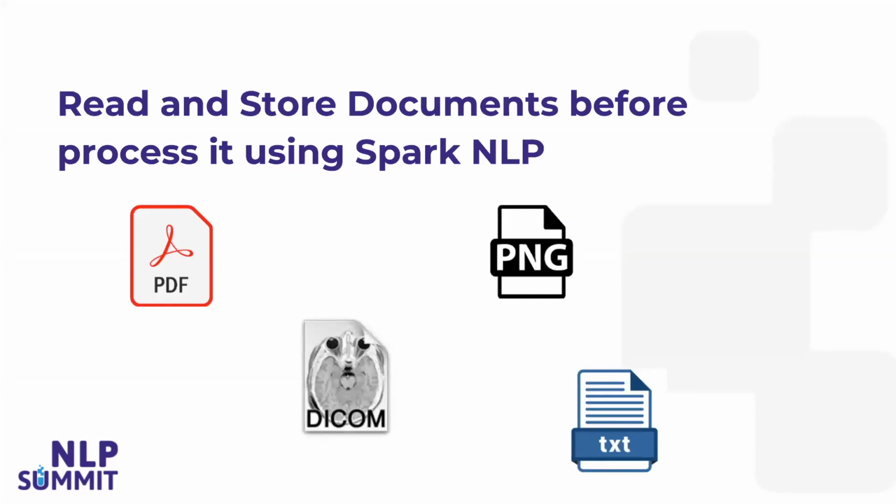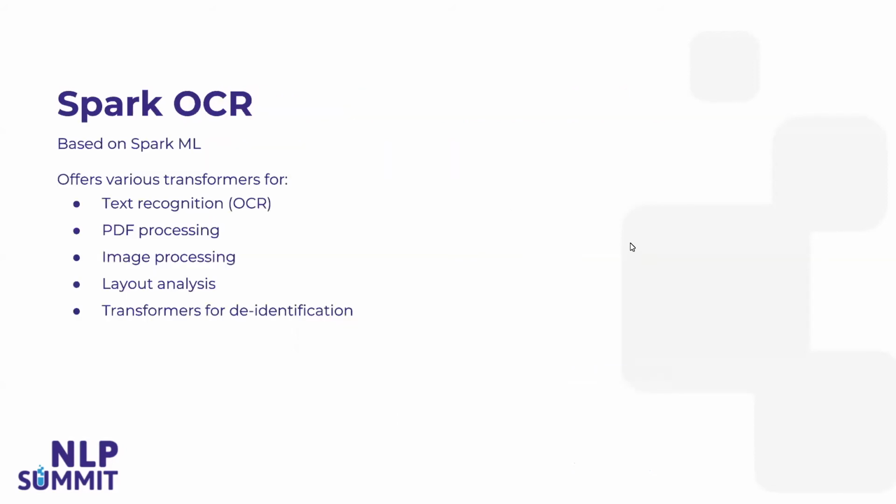Alina already provided some solutions for de-identifying text documents. To deal with more complex formats such as PDF, DICOM, and images, we need to start by extracting text data, and Spark OCR provides various transformers to do this. Spark OCR is based on Spark ML, and it provides functionality for text recognition, PDF processing, image processing, layout analysis, and some utility transformers for de-identification.